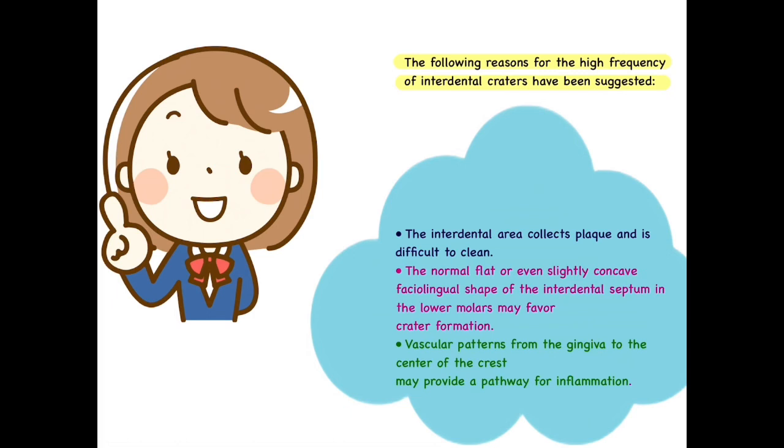Third is the tortuous or coiled pattern of the vascular supply from the gingiva to the center of the crest, right? So this altered vascular pattern also favors crater formation. I hope you have understood these three reasons, right? As these are very important, you need to mention these three reasons in your answer as well.